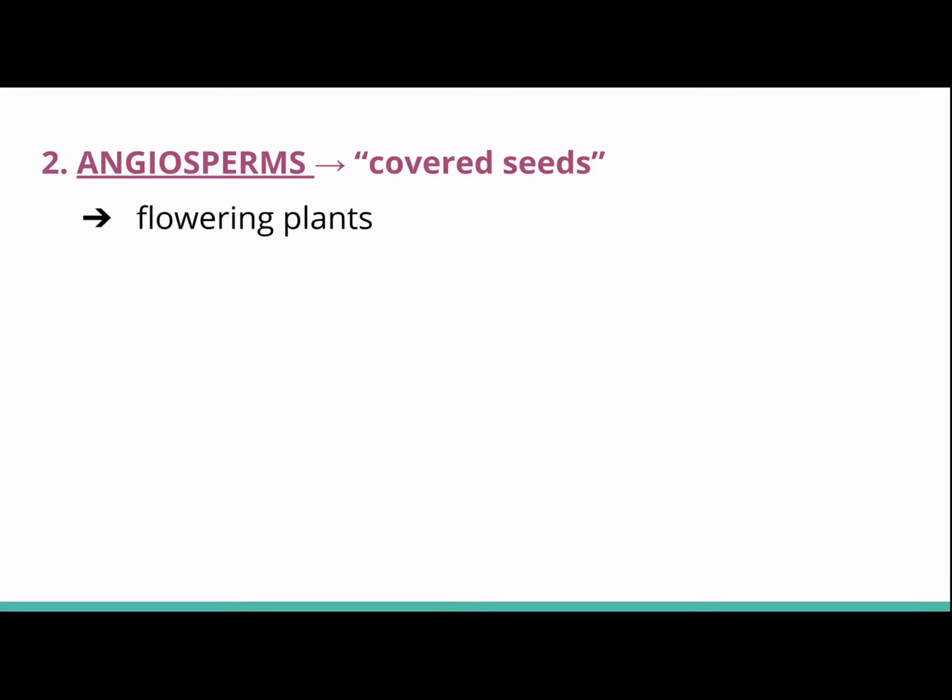Now, there are certain types of trees that produce flowers, and they produce fruits as a result of that. They are angiosperms. So, not all trees are gymnosperms. A lot of trees are angiosperms. Vegetable plants are angiosperms. Any type of a plant that produces a flower is an angiosperm.